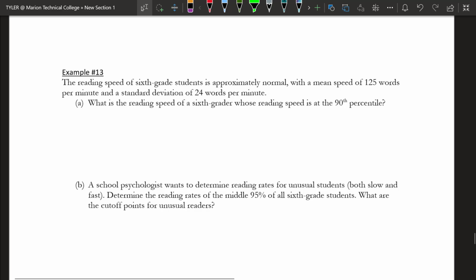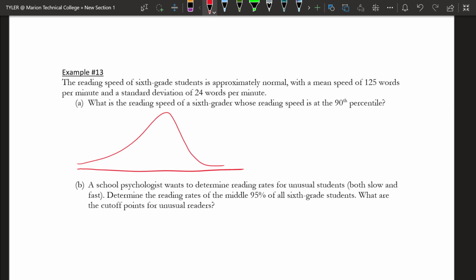All right, so example 13 is the reading speeds of 6th grade students is approximately normal with a mean speed of 125 words per minute and a standard deviation of 24 words per minute. Right, so part A says, what is the reading speed of a 6th grader whose reading speed is at the 90th percentile?